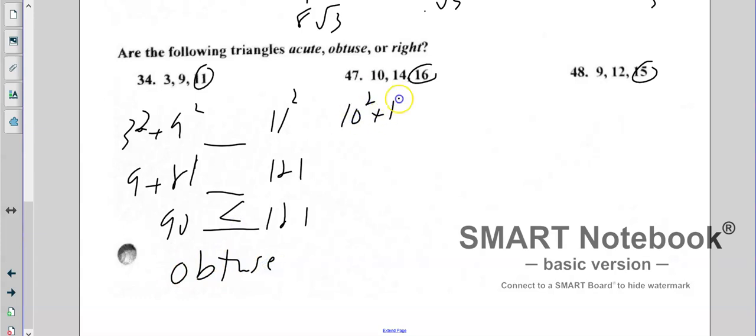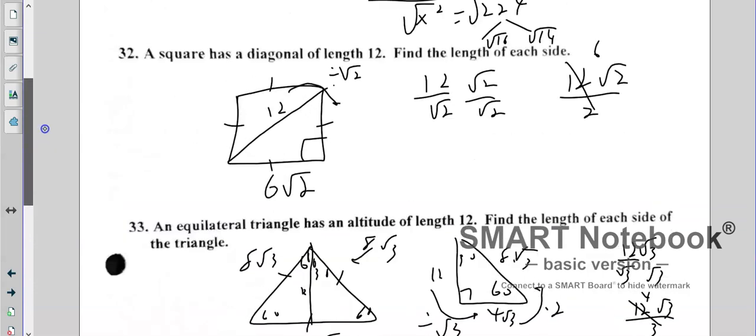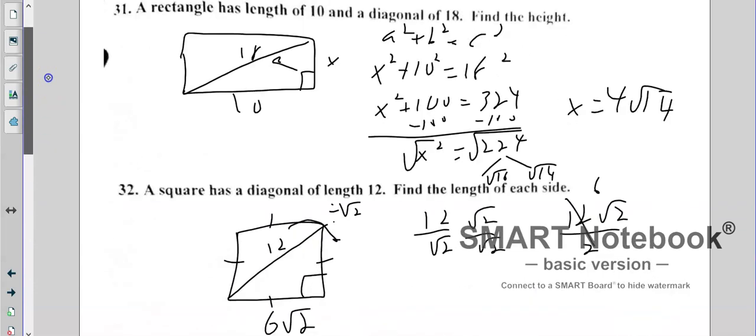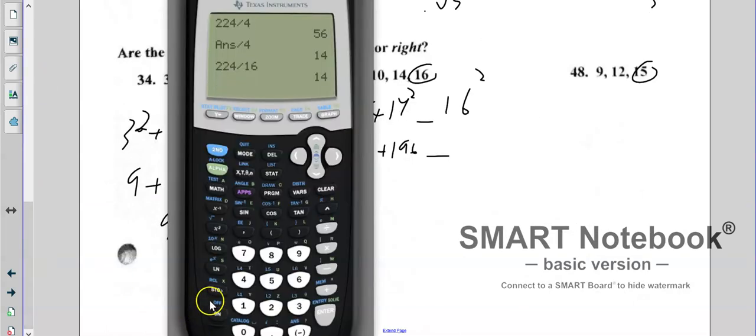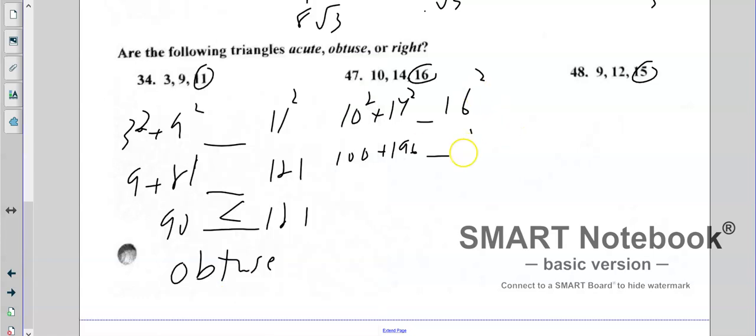Here we have 10 squared plus 14 squared, blank, 16 squared. Not equals. We don't know. Leave a blank. 10 squared is 100 plus 14 squared is 196. 16 squared is 256. So this is 296 compared to 256. The hypotenuse, the c squared, is smaller, so that's acute.